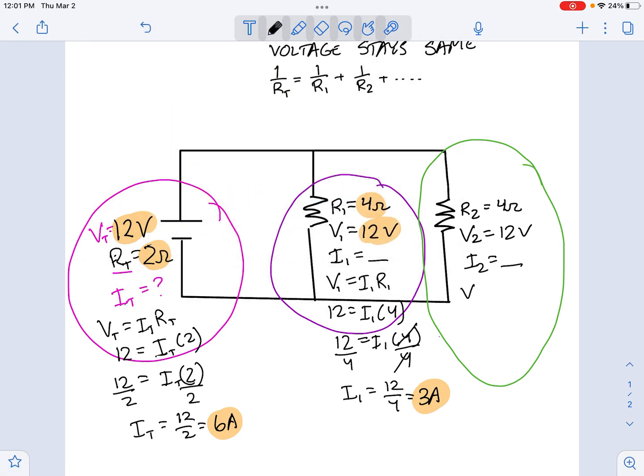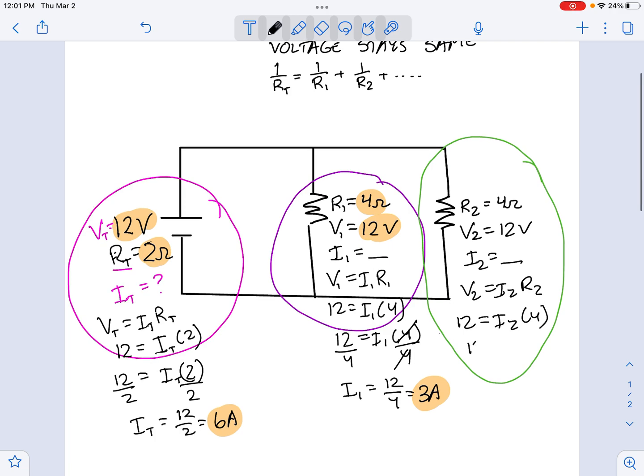And now, last but not least, we're going to do that locally over here. So here we have V2 is equal to I2, R2. 12 is equal to I2 times 4. You divide both sides by 4. So I2 is going to be 12 over 4. So I2 is going to equal 3 amps, just like over here. Okay? So now we have solved for everything.